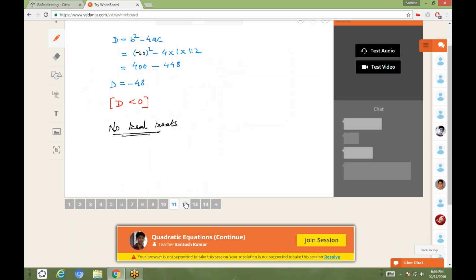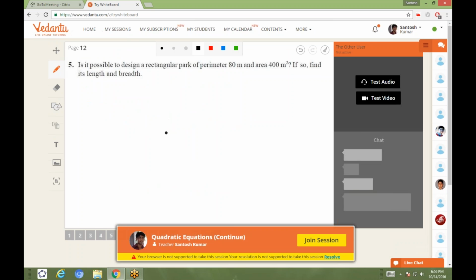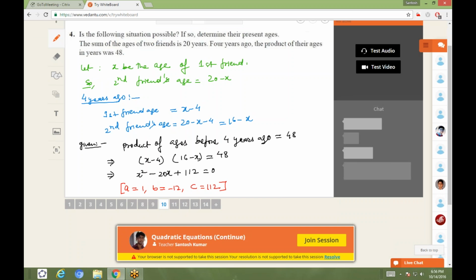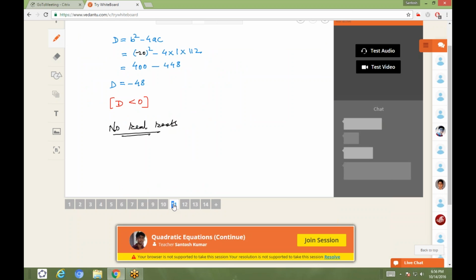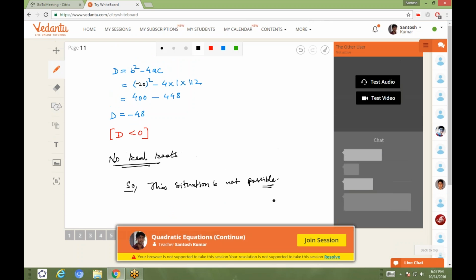Fine. Now the last problem. We just have to do it fast. Please take page number 11. Page number 10 is done. Aditi, Akanksha, Mufassir, page number 10. Sir, I'm done. Okay, fine. Now let's go to the 11th page. No real roots, so this situation is not possible. Fine.